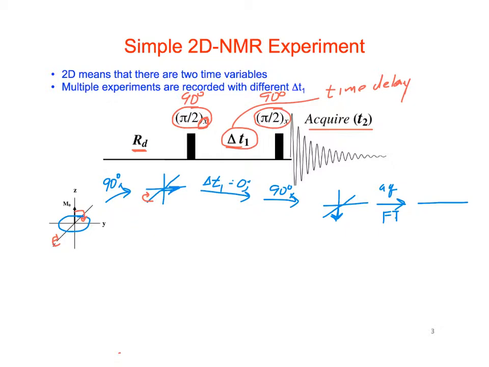Okay, well, they all start out the same. So we're going to do our delta T1, and I'm just going to put parentheses 1. So this is just some incremented time. Okay, and so what's going to happen is, let's say that this precesses a little bit over to here. So it's precessing around in the XY plane. And then we do our second 90-degree pulse.